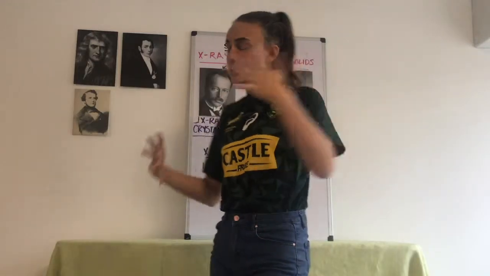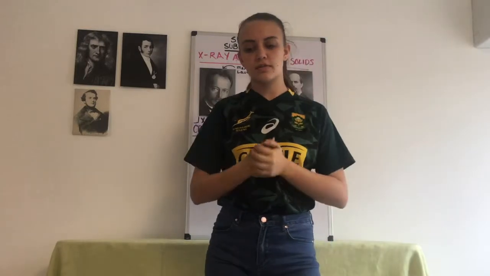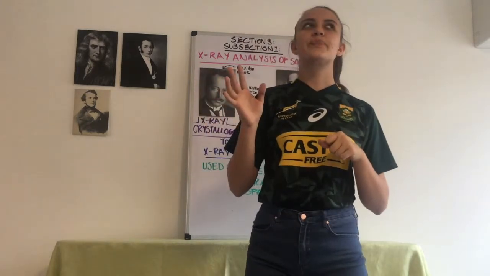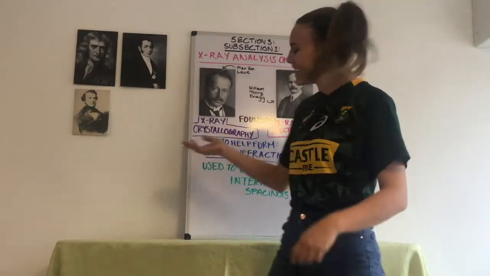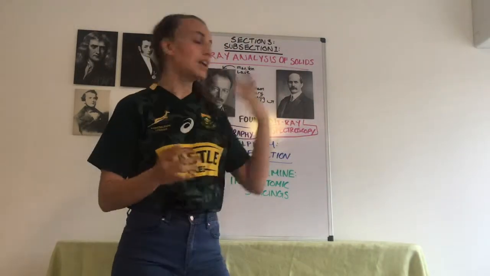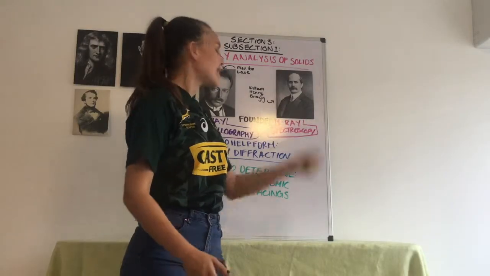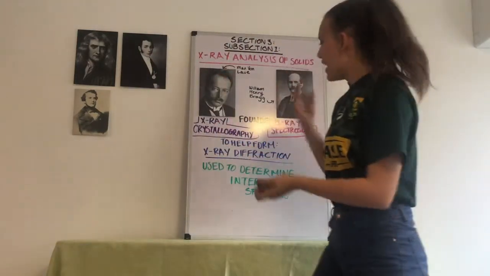So the first subsection of the third section that we're going over is X-ray analysis of solids. Now, 2 men were very important in figuring out X-ray diffraction: Max von Laue and William Henry Bragg. They created 2 new sciences while in college, which were the X-ray analysis of crystals. Max von Laue created X-ray crystallography, and William Henry Bragg created X-ray spectroscopy, and those 2 sciences together form X-ray diffraction.